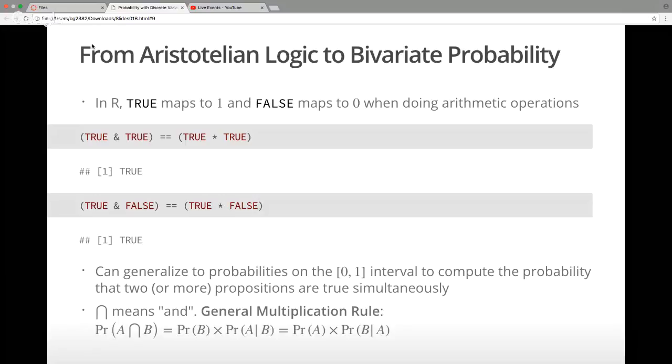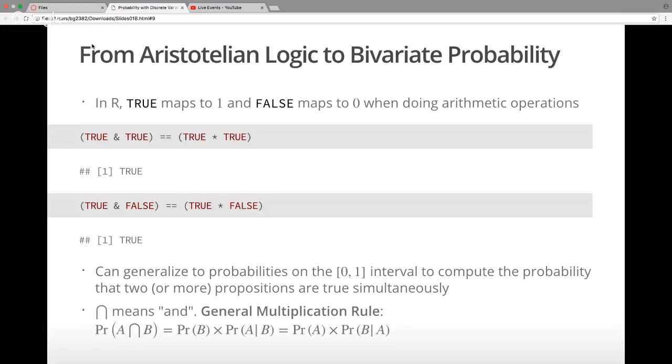Alternatively, we can write this as the probability that A is true multiplied by the probability that B is true, given that A actually happened or does happen. Both of these two expressions over here are equal to the probability that proposition A is true and proposition B is true simultaneously. And this is what's known as the multiplication rule of probability.